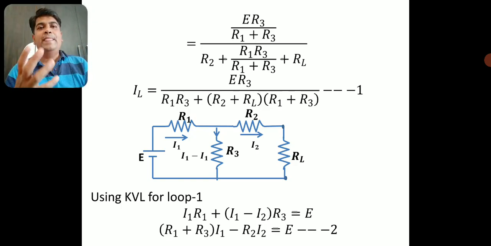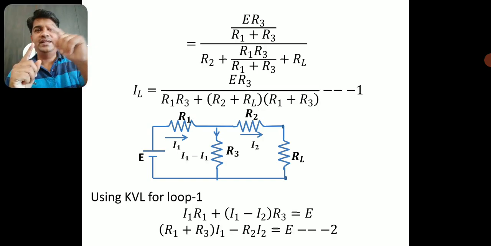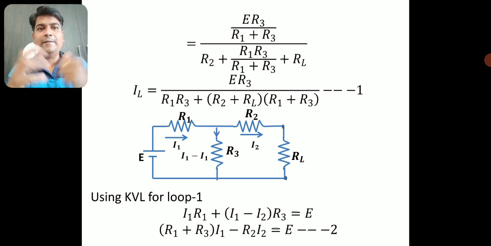Right, now I will apply Kirchhoff's voltage law for loop 1. You know which loop 1 is: the left hand side closed loop. Loop 1 is made of the EMF, the resistance R1 and the resistance R3. Now you know Kirchhoff's voltage law: it is simply a sum of the product of current and resistance equal to the EMF of the battery.